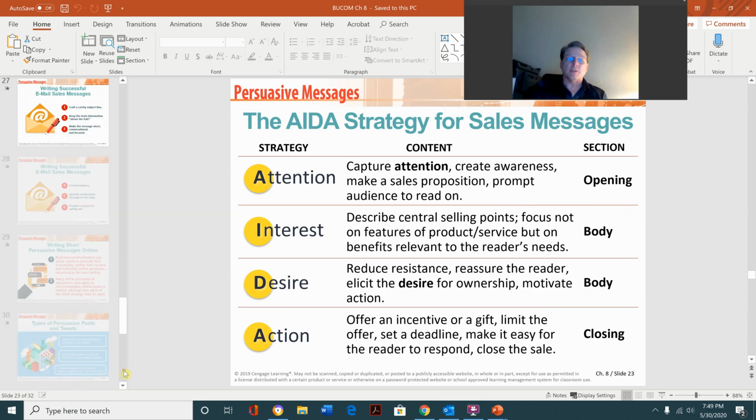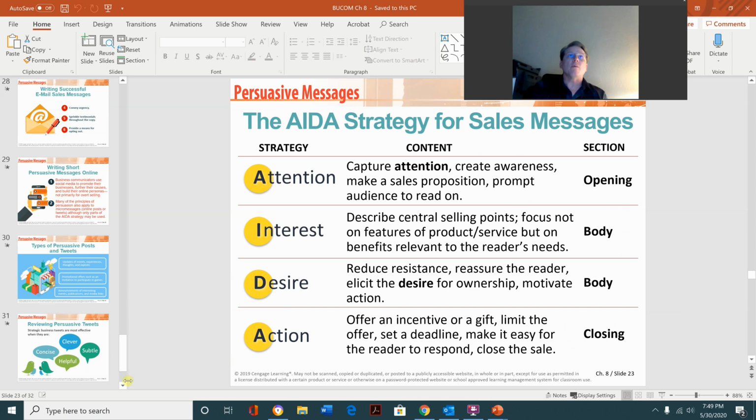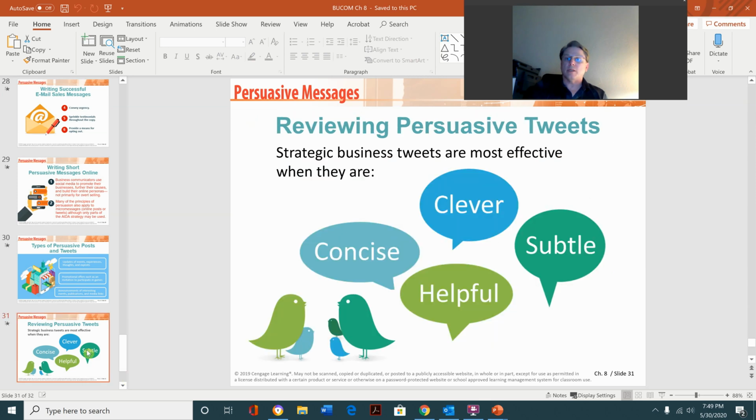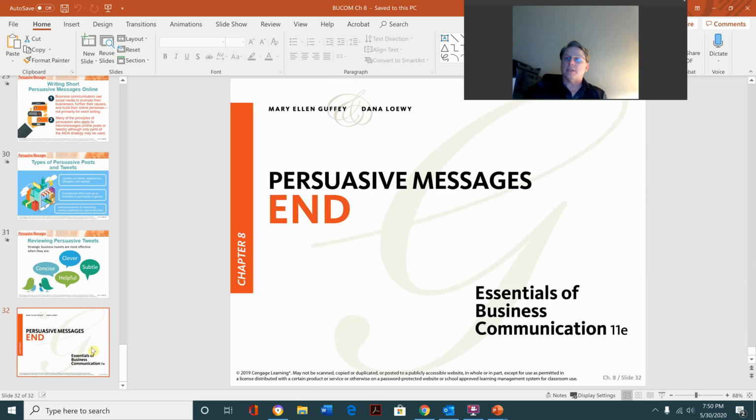Here's the persuasive message. Okay, and we're almost out of time, so we'll end it with this. Reviewing persuasive tweets: strategic business tweets are most effective when they are concise, clever, subtle, and helpful. Okay, and that's the end of chapter 8.